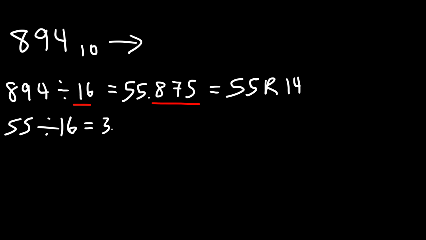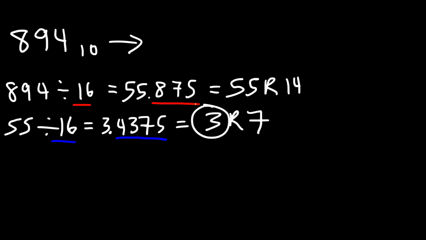55 divided by 16, that's 3.4375. And so we have 3 remainder, and then take 0.4375, multiply that by 16, and that will give you remainder 7.